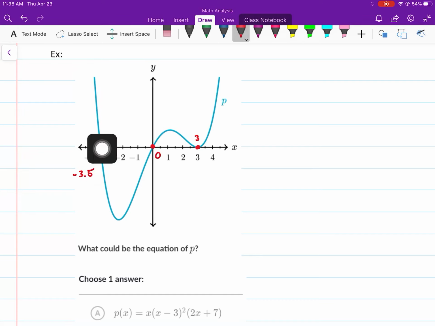Now here's what we need to look at, the multiplicity. So this one goes right through, so this is going to have an odd multiplicity. This one also goes through, and so it's going to have an odd multiplicity. Maybe I should do the odd multiplicity in a little bit different color. And then this one right here, 3, let's do this one in green. It doesn't go through. Notice with 3, it balances off. So 3 is going to have an even multiplicity.